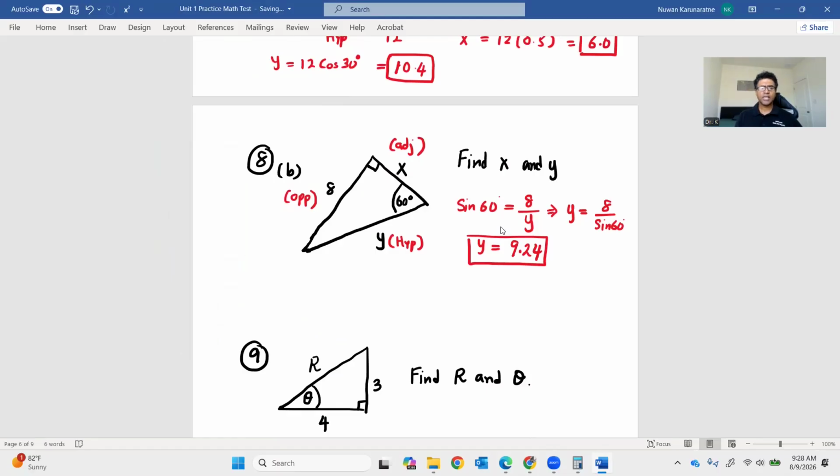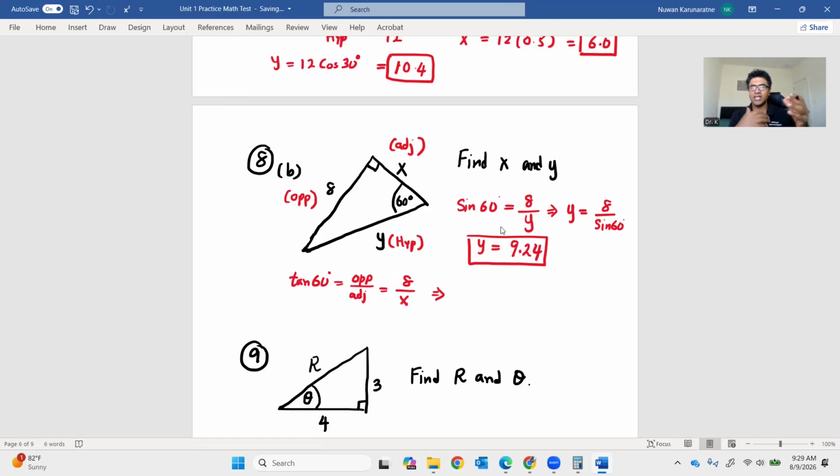Now let's look at the x value. x is the adjacent, and 8 is the opposite. So I'm tempted to use tangent. You can always use cosine, that's also fine, but I'm going to go with tangent this time because we didn't use that earlier. So tangent 60 is what? How do you define the tangent function? Opposite over adjacent. The opposite is 8, and the adjacent is what I'm trying to find, so that's x. So I'm going to solve for x.